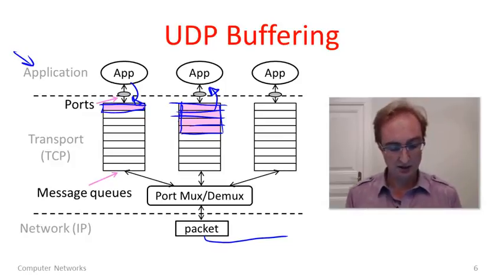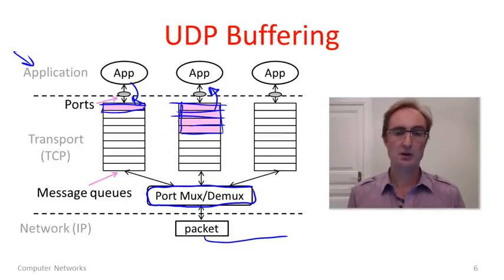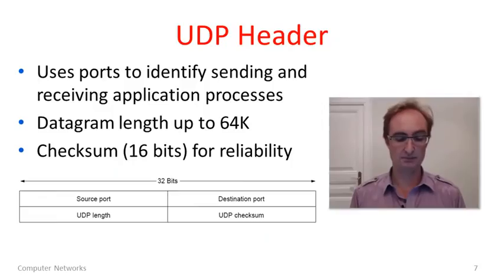Down the bottom here, this block saying port mux demux is simply the multiplexer and demultiplexer, which is using the port information when you get a segment in to assign it to the right queue, and vice versa, taking segments from all of those queues and sending them out into the network.